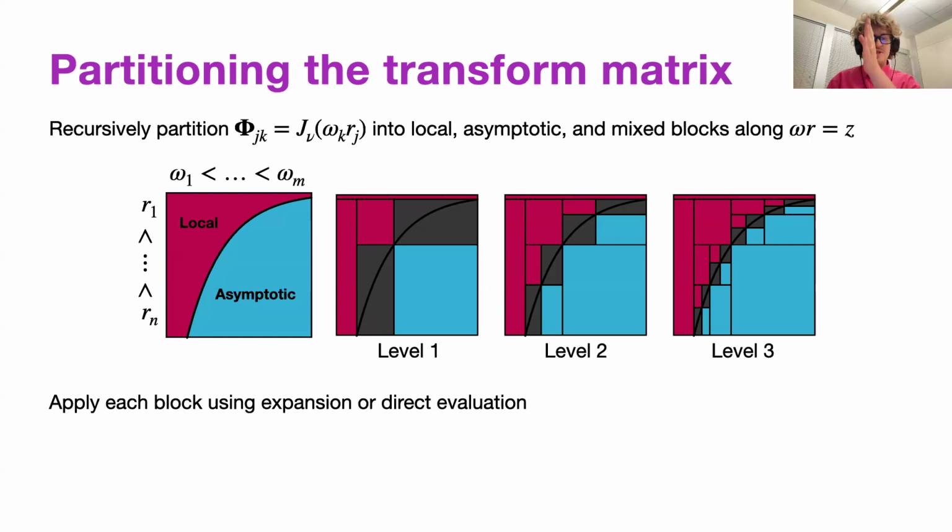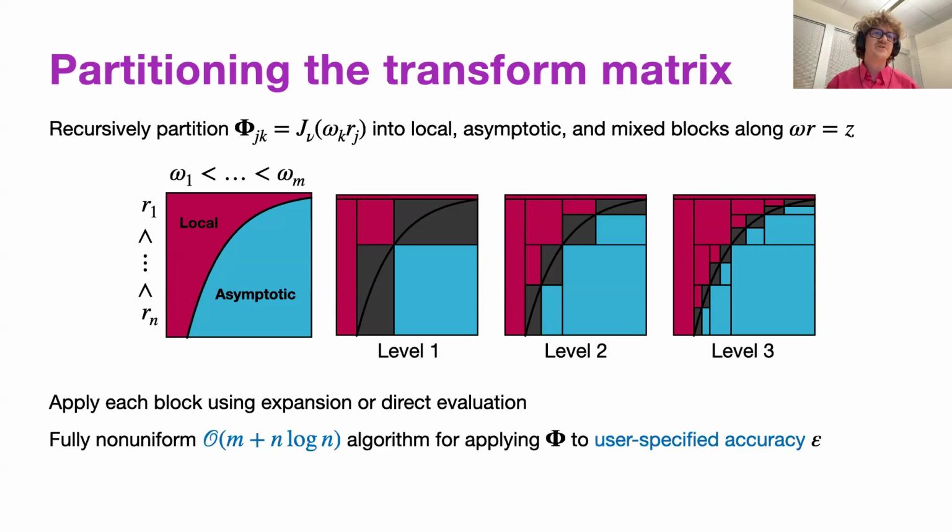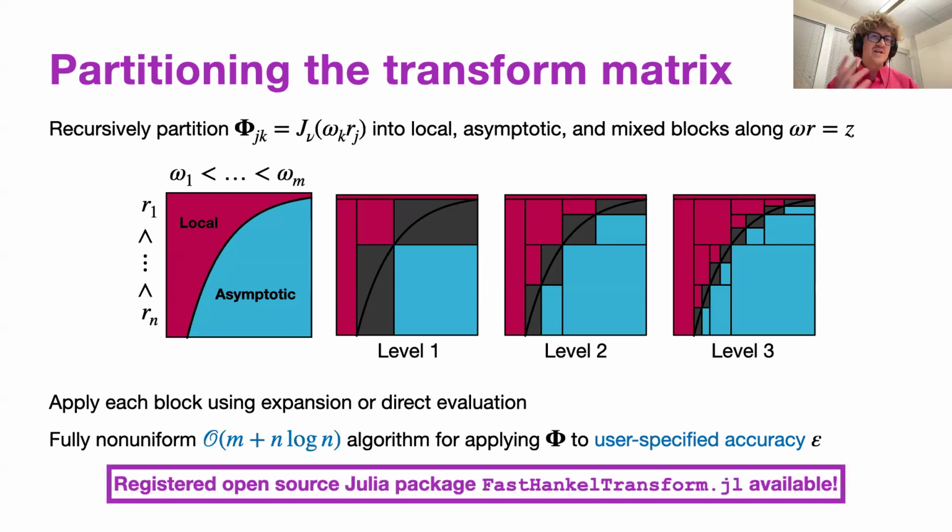Then when we want to apply this transform to a vector, we simply apply each block using the corresponding expansion to the vector. This leads to a fully non-uniform quasi-linear time algorithm for applying our transform matrix to any user-specified accuracy. And we now have a registered open source Julia package for this. So if you're a Julia user, you could just say add FastHankelTransform and then immediately run whatever order transform you're interested in.